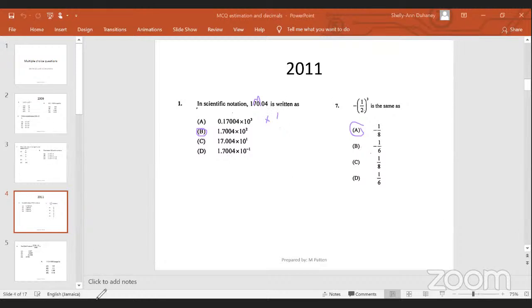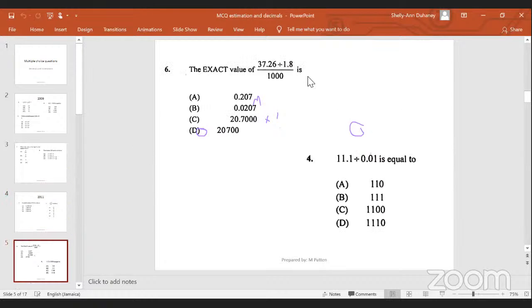Everybody with me so far? Yes, miss. Yes, miss. All right, move on. Moving on. Let me clear the screen again.